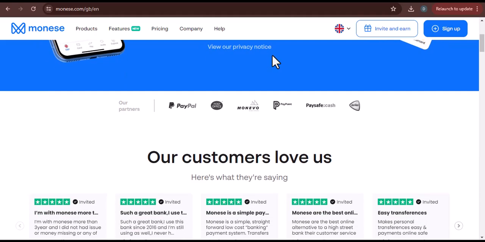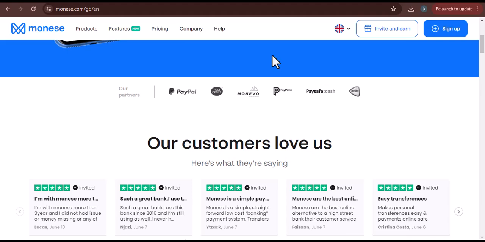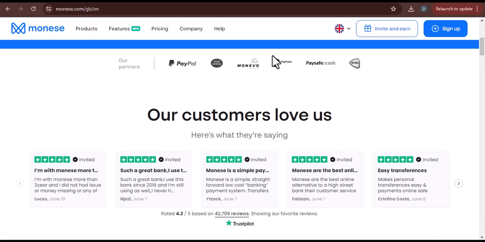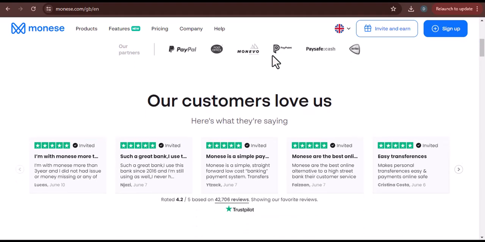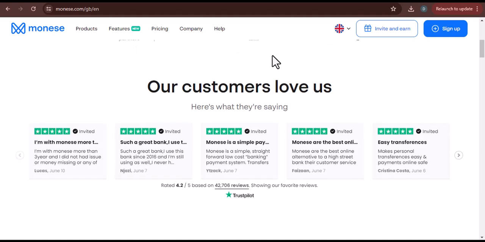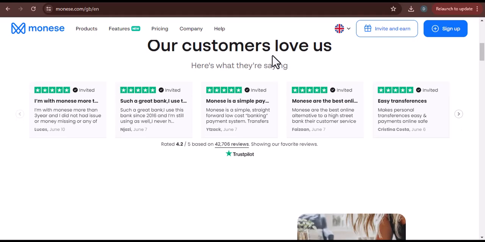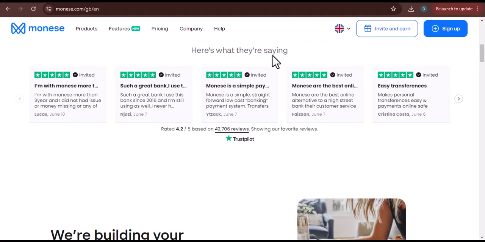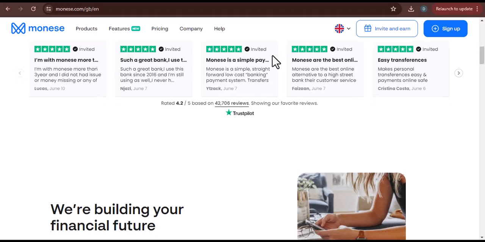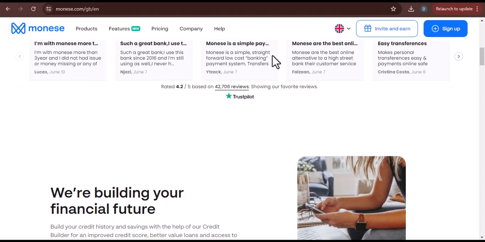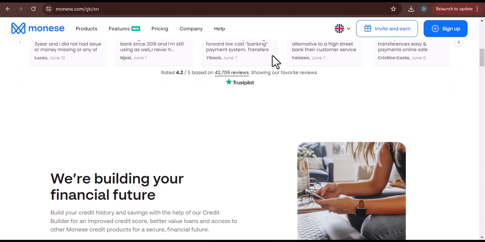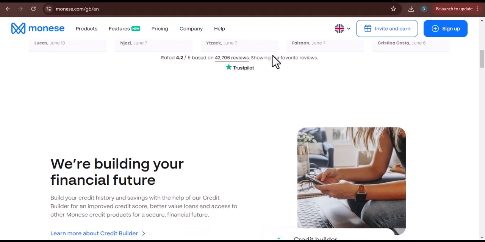The exchange rate for Monese is constantly changing, so it's important to check the app for the latest rates. However, as of today, the exchange rate for Monese is €1.23 to $1. This means that if you have €100 in your Monese account, you can convert it to $123.